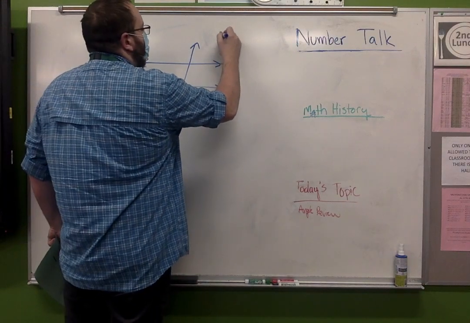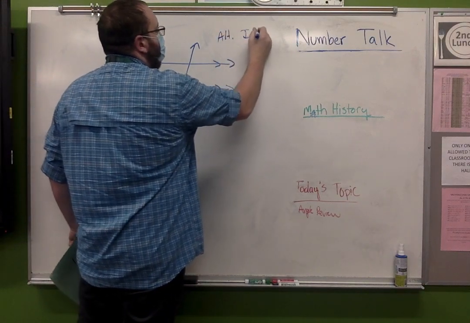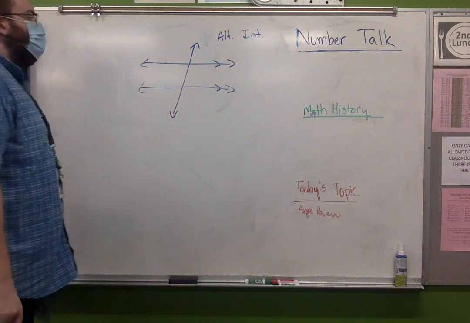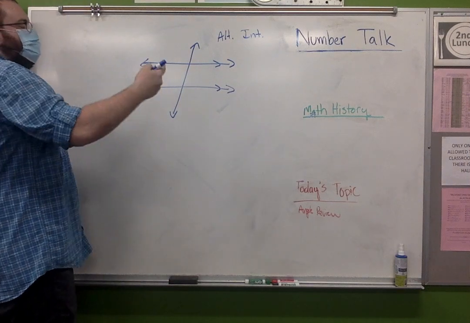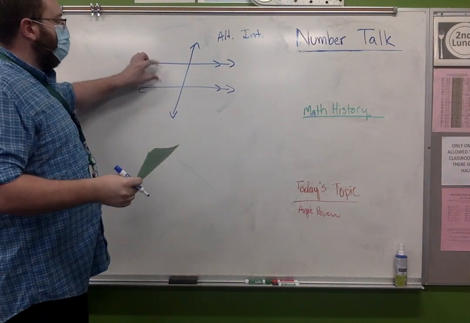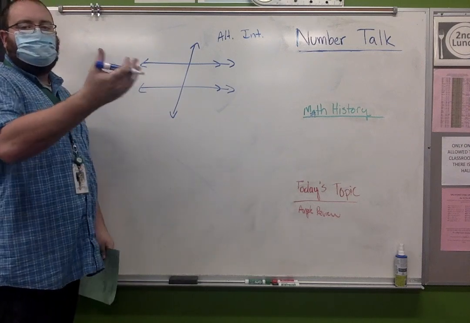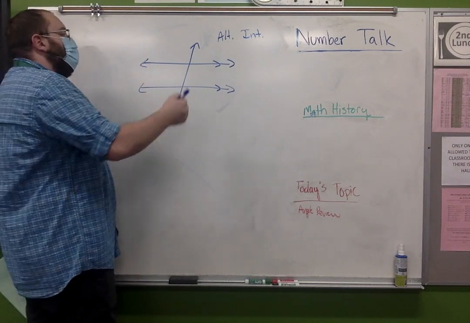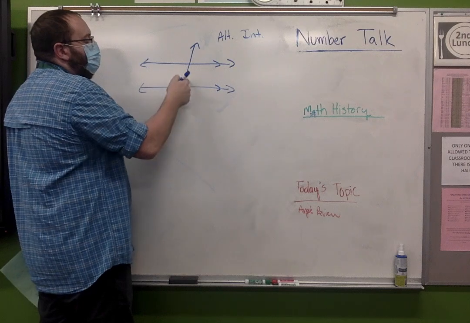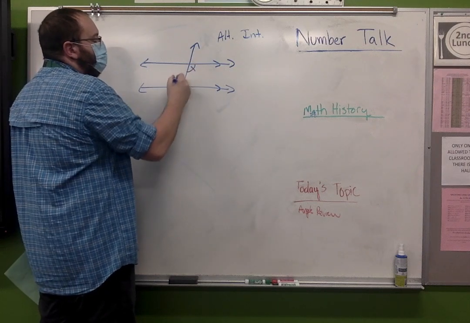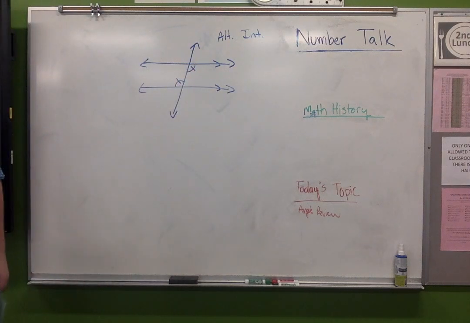And we're going to look at alternate interior angles. Interior means inside, so we're looking inside the parallel lines. Alternate means opposite or switching. So inside the parallel lines, the angles that are on opposite sides of the transversal are alternate interior angles.